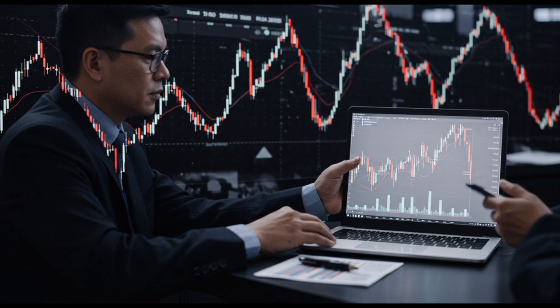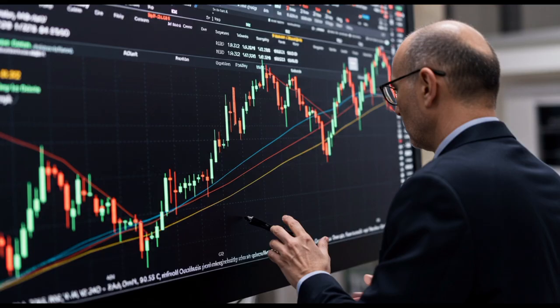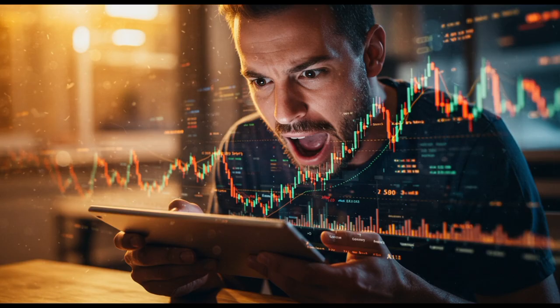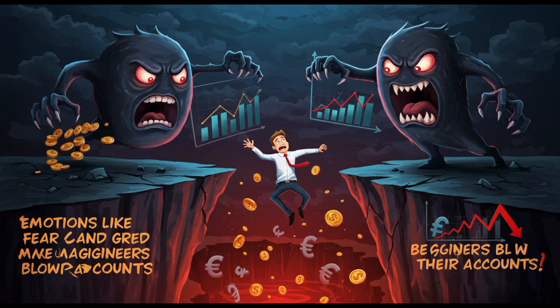Example, if euro to US dollar is at 1.1000 and you believe it will rise, you click buy. If it later goes up to 1.1050, you made 50 pips profit. But if you thought it would rise and it actually fell, you would lose instead. That's why we use tools like stop loss and take profit, which we'll cover.